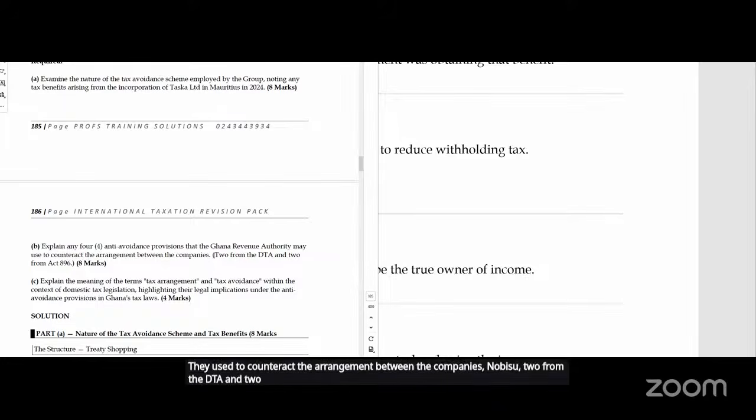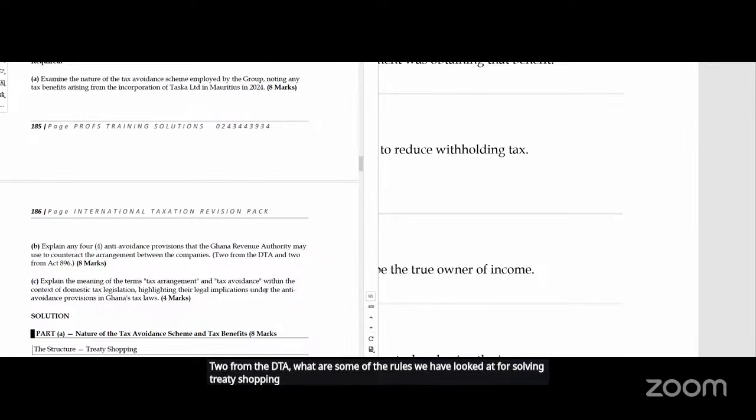Explain any 4 anti-avoidance provisions that the Ghana Revenue Authority may use to counteract the arrangement between the companies. So, 2 from the DTA and 2 from the Act. 2 from the DTA. What are some of the rules we have looked at for solving treaty shopping? 1, limitation of benefit clause. 2, principal purpose test. 3, beneficial ownership rules. See, the things are the same things we are learning.